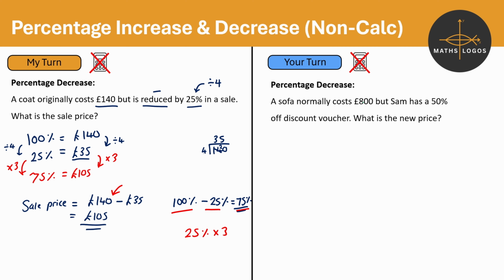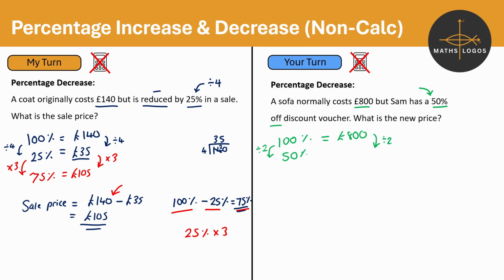A sofa normally costs £800, but Sam has a 50% off discount voucher. What is the new price? So let's work out what 50% of the sofa is. So 100% is £800. And to get 50%, we divide by 2, because 50 goes into 100 2 times.